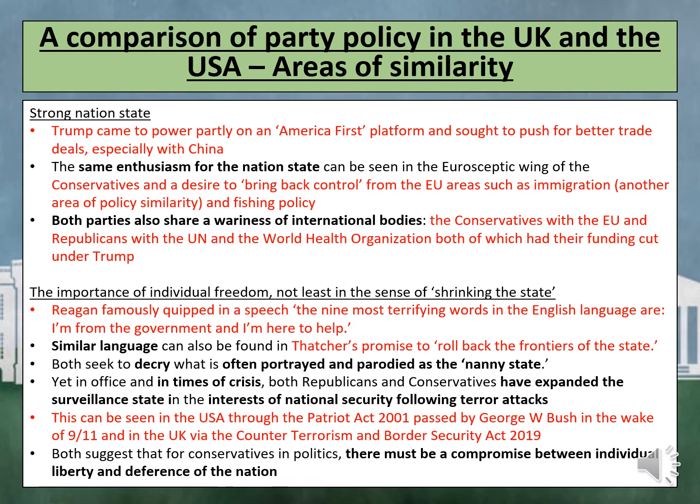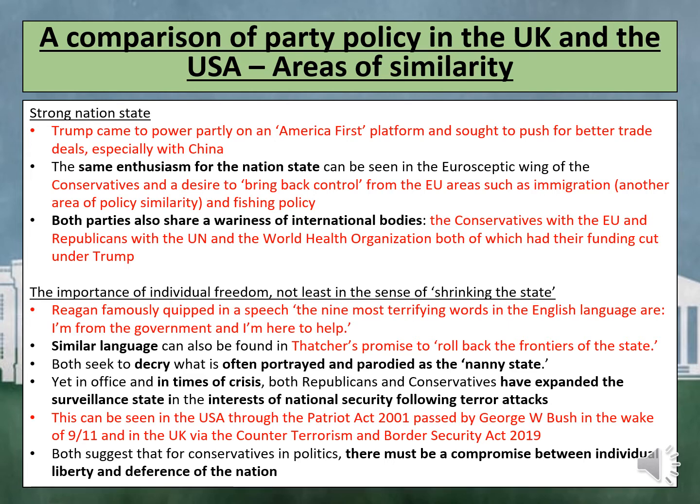Also, as part of a strong nation-state, Trump came to power partly on the idea of an America First platform and sought to push for better trade deals, especially with China. The same enthusiasm for nation-state can be seen in the Eurosceptic wing of the Conservatives and a desire to bring back control from the EU in areas such as immigration and fishing policies. Both parties also share a wariness of international bodies, the Conservatives with the EU and the Republicans with the UN and the World Health Organization, both of which had their funding cut under Trump.